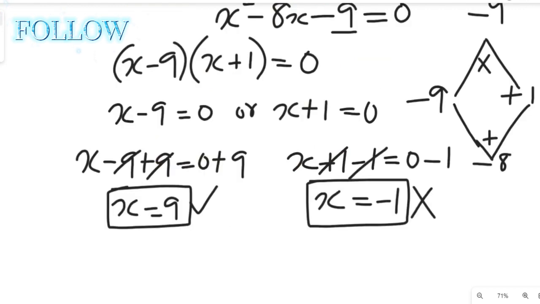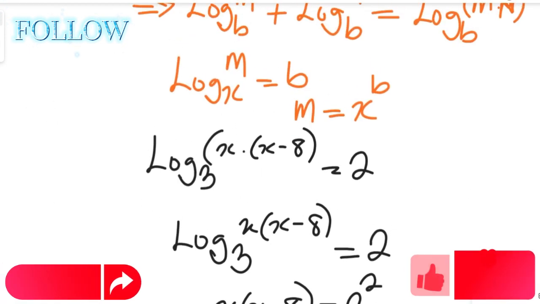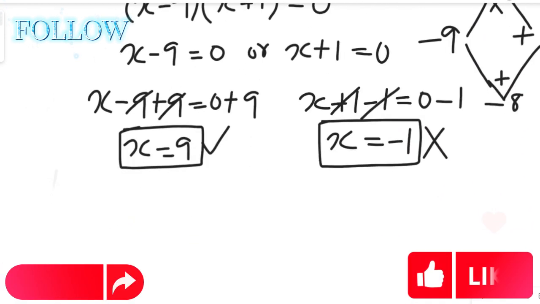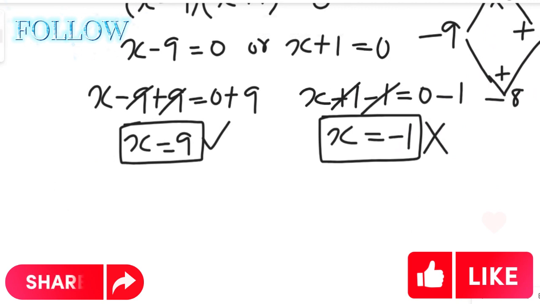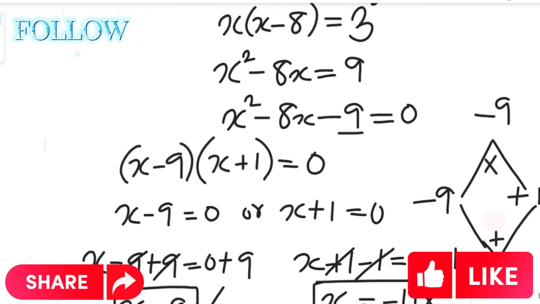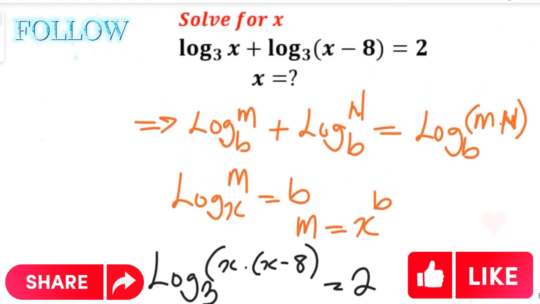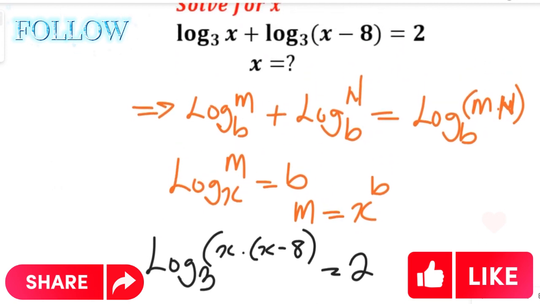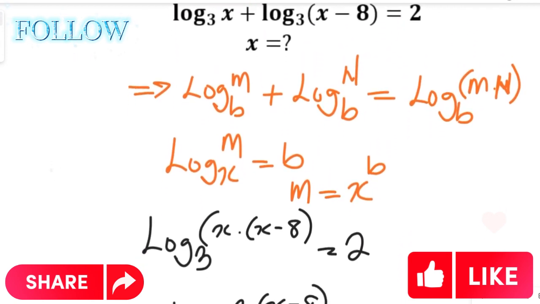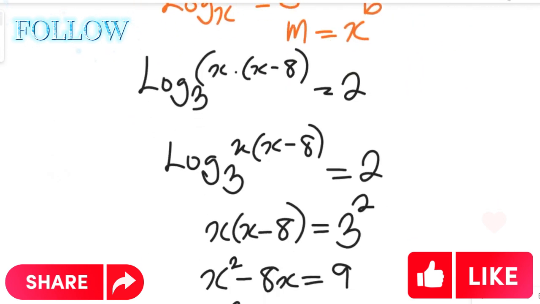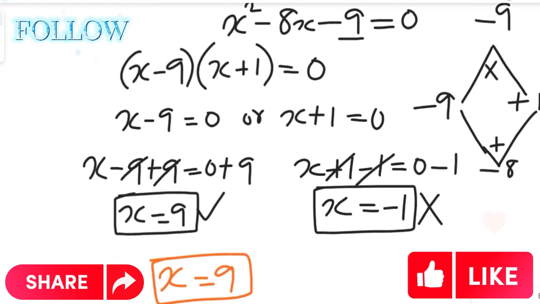So the only right solution to that equation up there is x is equal to 9. So I want you to do one thing. Insert our value of x equal to 9 into that logarithm equation up there, and then you find out that your result will finally be 2, which is still the same result you have in the right hand side.